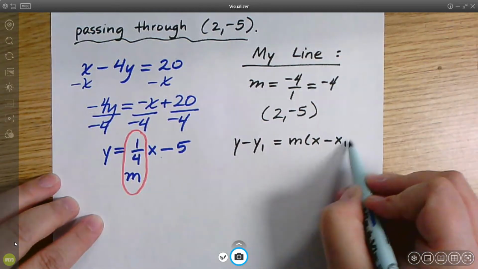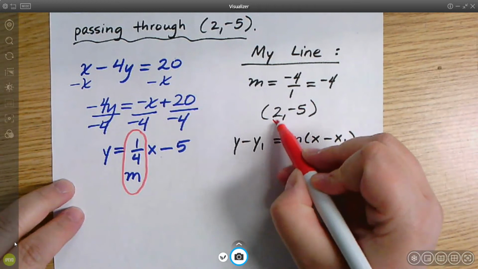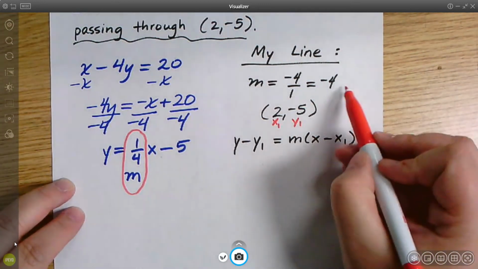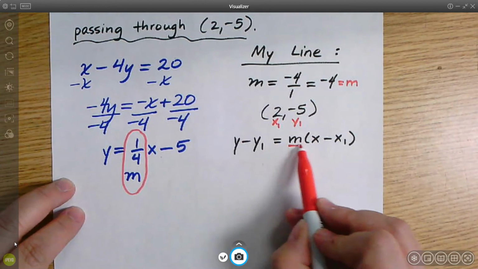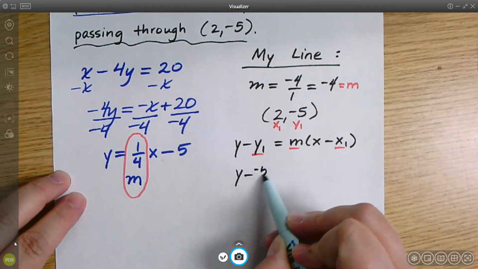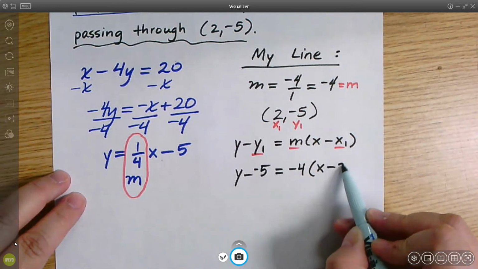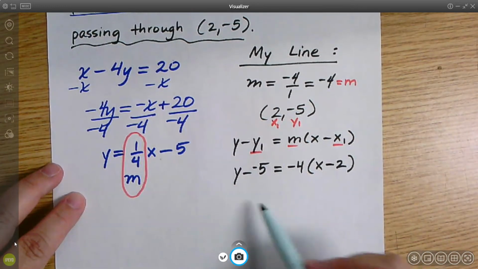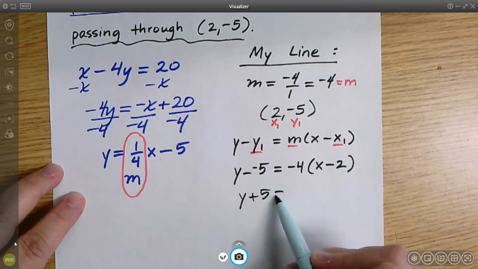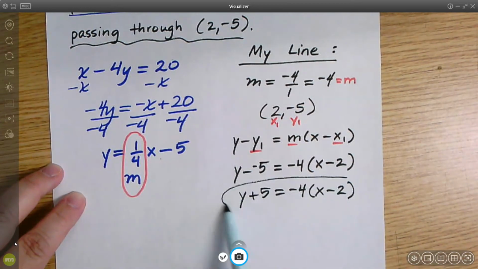Point slope form is an easy place to plug in a point and the slope, because that's how it's made. It's made for a point x1, y1, and the slope. So I get to just plug those in. My y1 is negative 5. My m is negative 4. My x1 is 2. So I'm going to simplify that, write it a little bit nicer. And there is the equation of my line in point slope form.